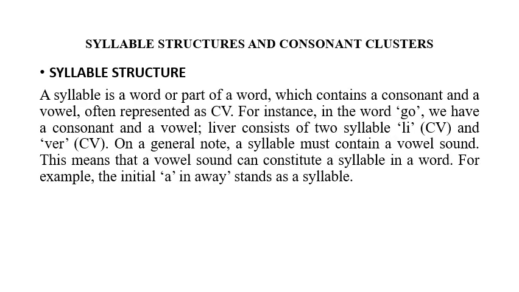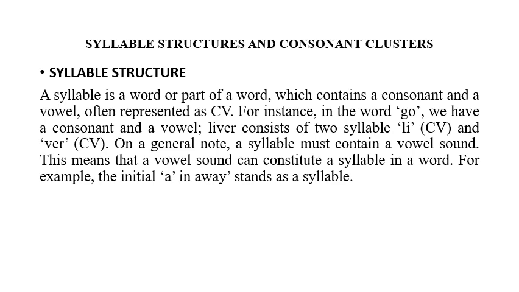Now, syllable structures and consonant clusters. A syllable is a word or part of a word which contains a consonant and a vowel, often represented as CV, consonant and vowel. For instance, in the word girl, we have a consonant and a vowel. Liver consists of two syllables: li and ver. Then you have CV representing a syllable.